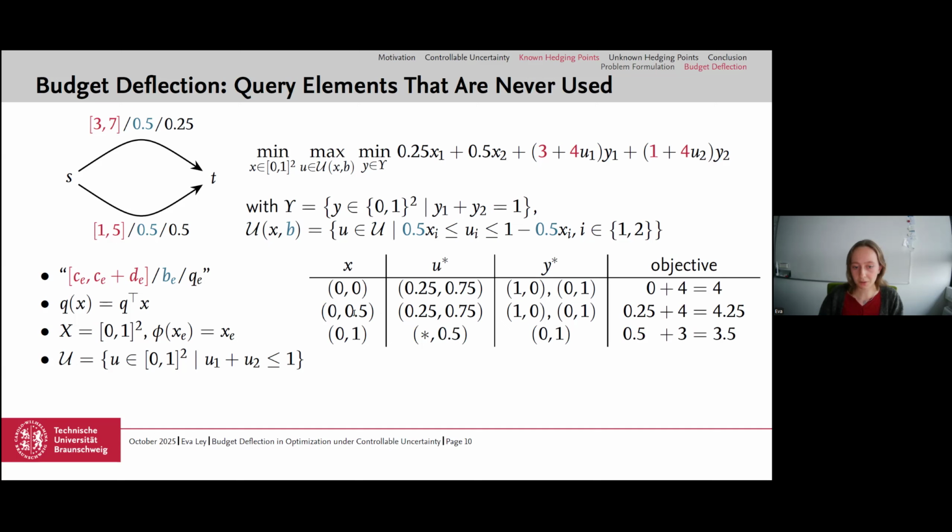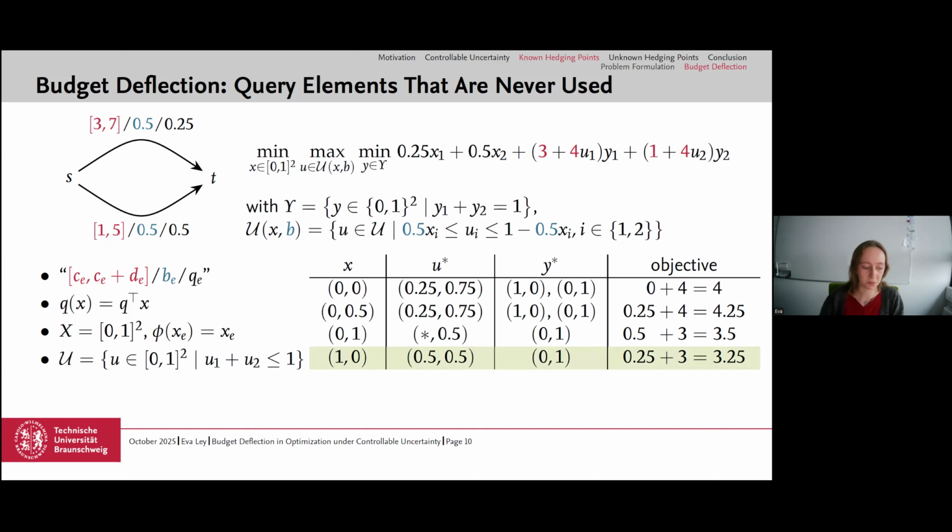Now, if we, instead of only half querying the second coordinate, really query the second coordinate completely, then we fix the uncertainty for this edge to the hedging point, so that we have a cost of 3 here. And what's happening to the first uncertainty could be basically anything from 0 to 0.5. If it was 0, we would again have both edges as an optimal solution, but as soon as it is positive, we only have the second edge as an optimal solution. And then we have an objective now of the 0.5 from the query cost plus 3, which are now the costs for this edge. So we have actually really improved our objective here, but we can still do something better.